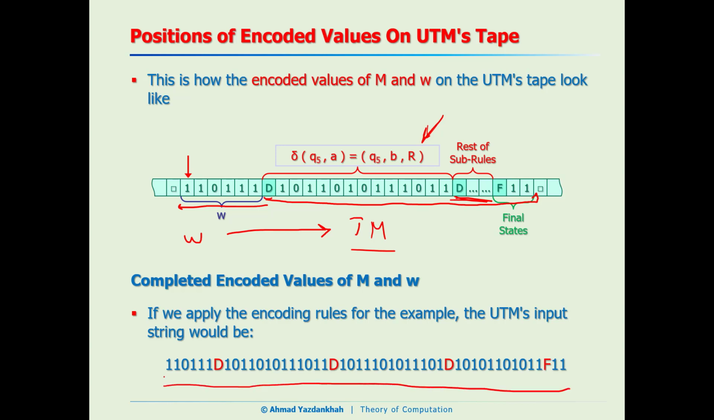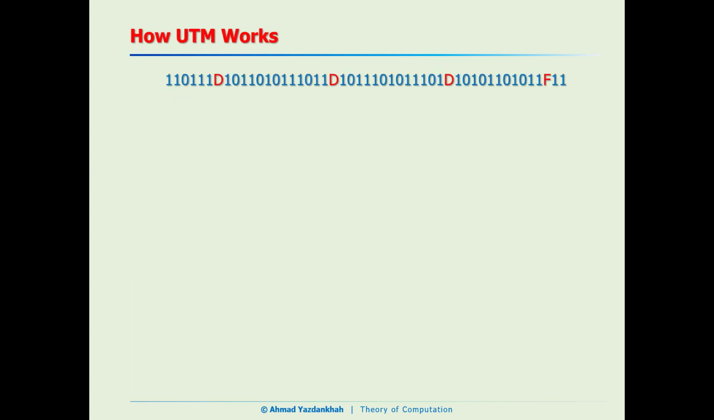All right, so this is the input string, and from here the sub rules start. We had three sub rules, and as you see up to here, and here is the set of the accepting states. The rest of that, we didn't need to encode them, but it might be different in different encoding systems. All right. Now the question is how UTM works.